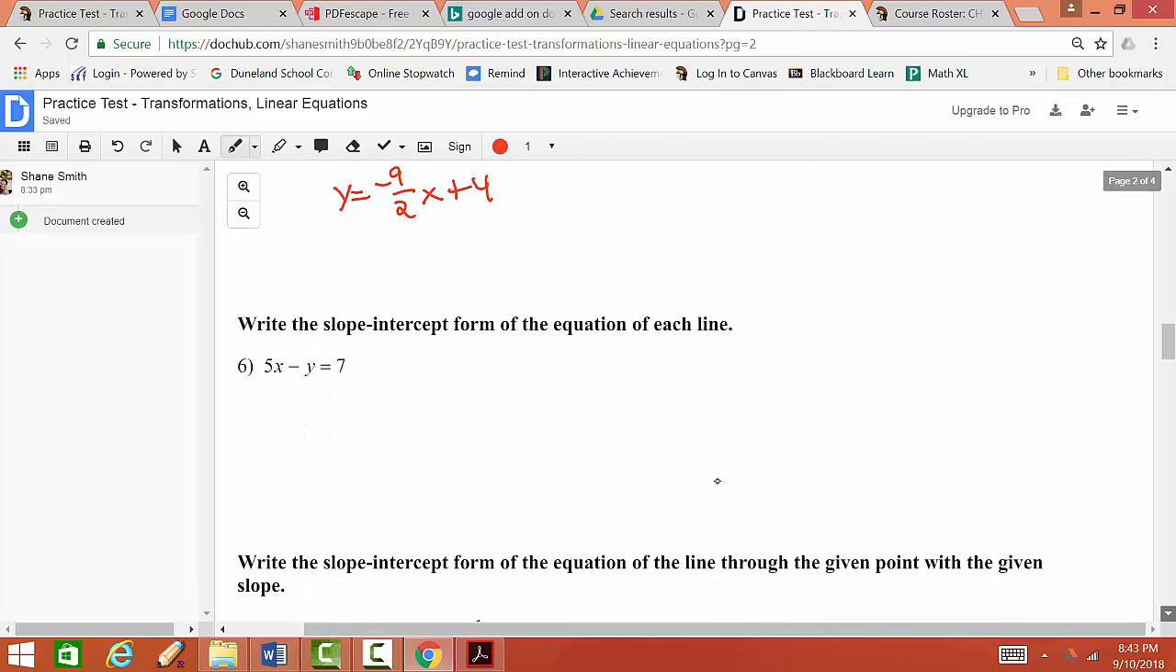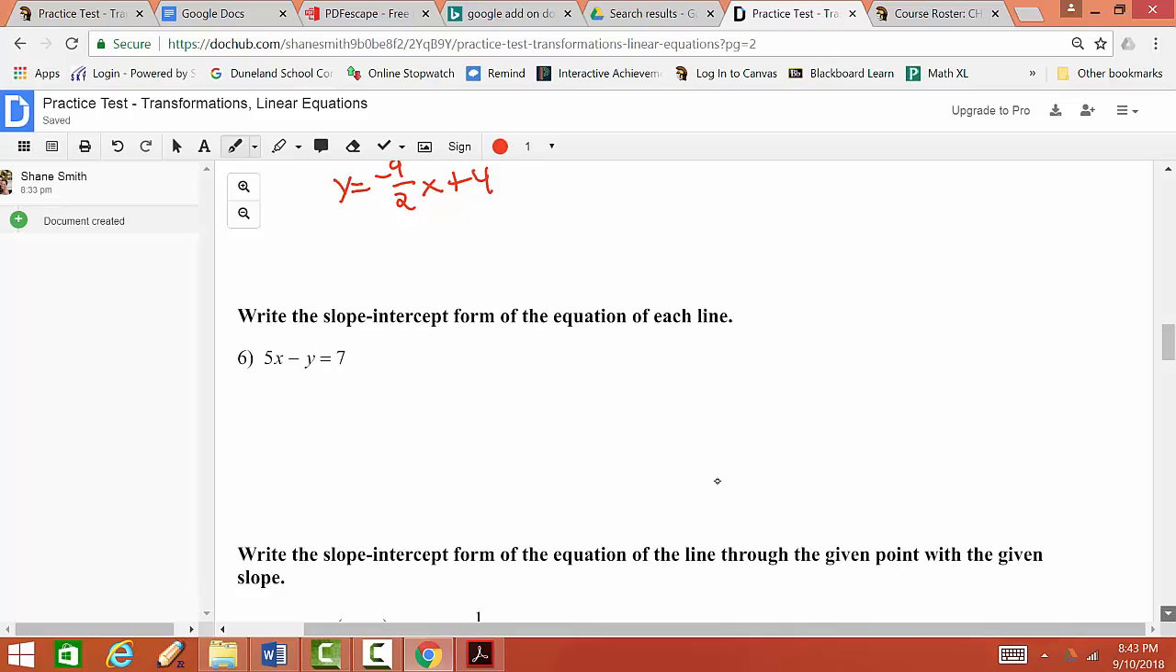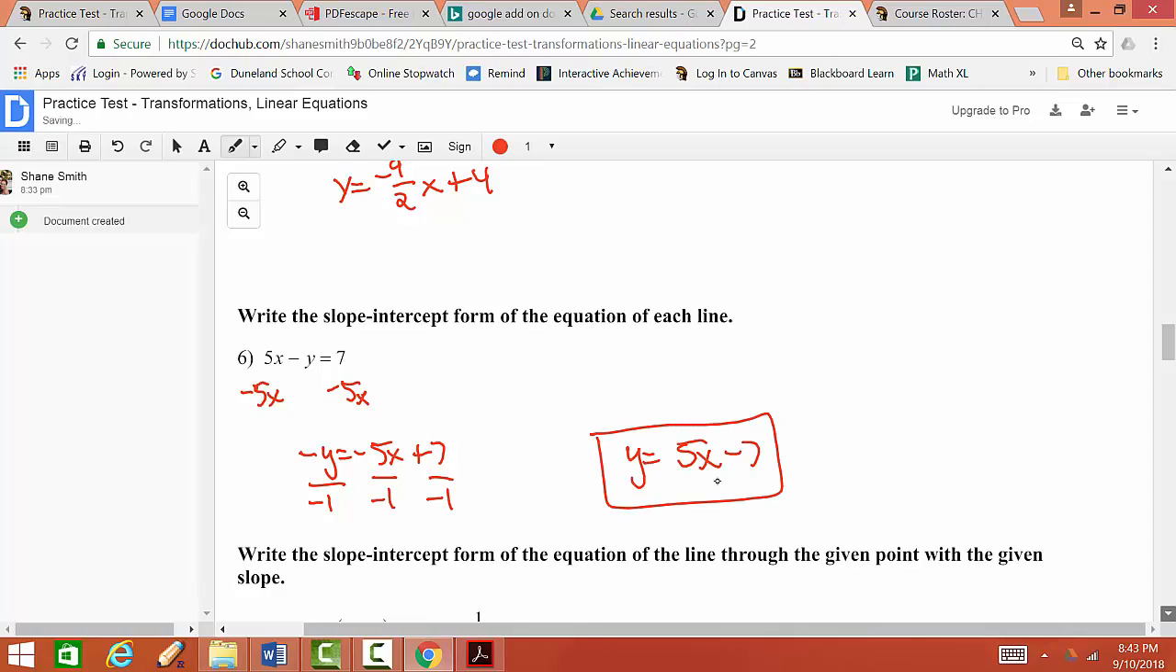This one we're given in standard form, but we have to get it in slope-intercept form. So that basically means get y by itself. Subtract 5x from both sides. Divide everything by -1. Y equals 5x minus 7. That's it.